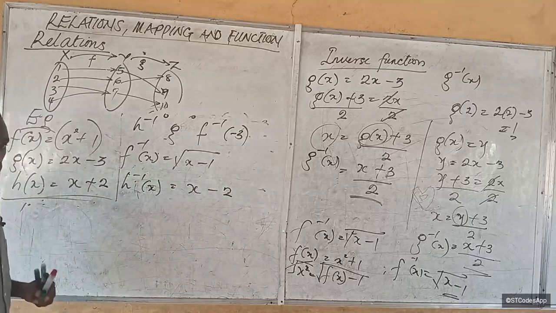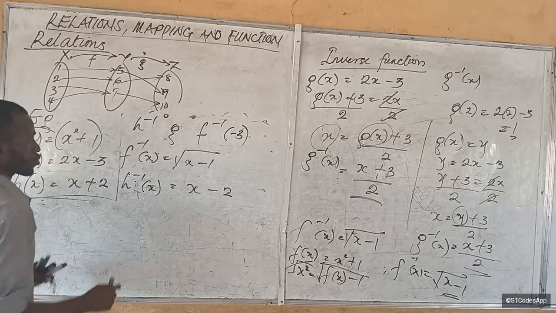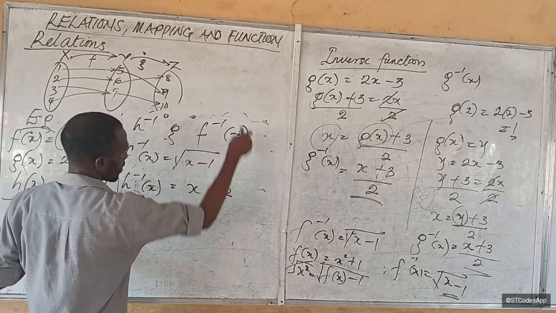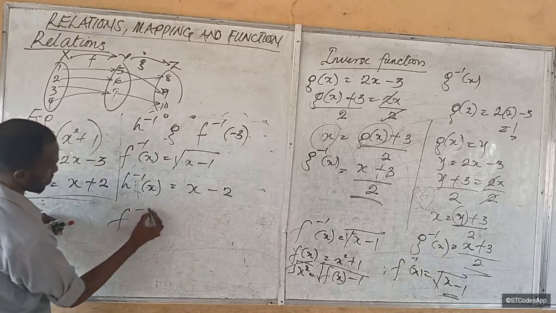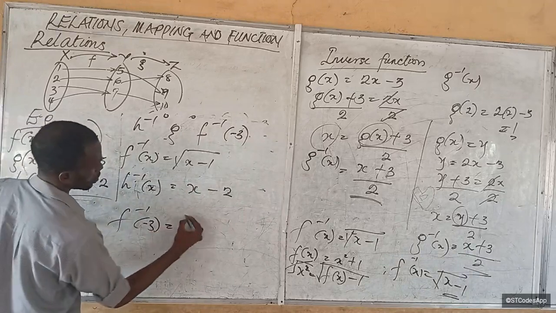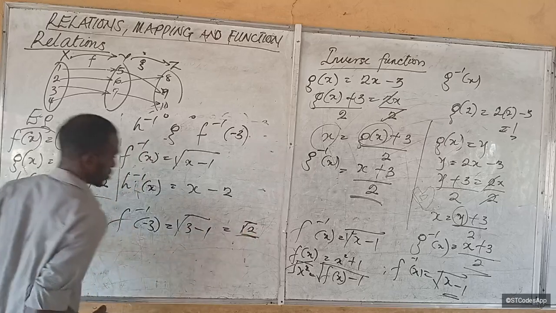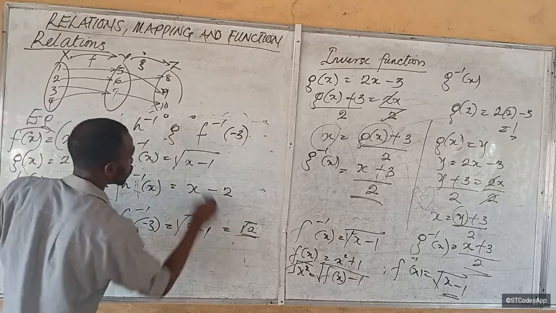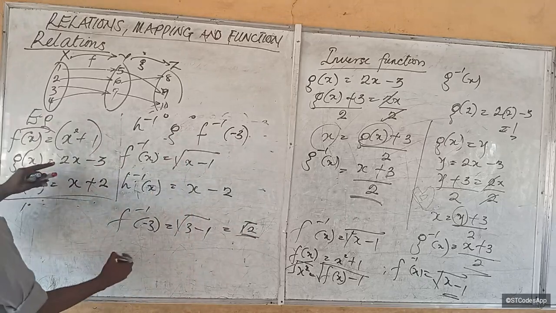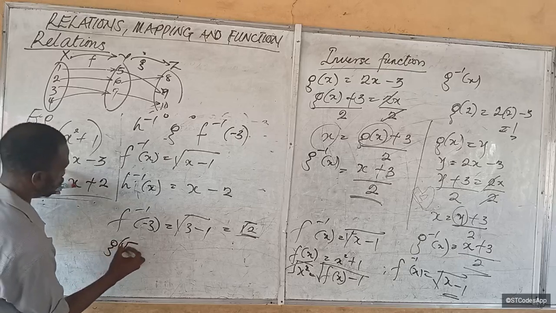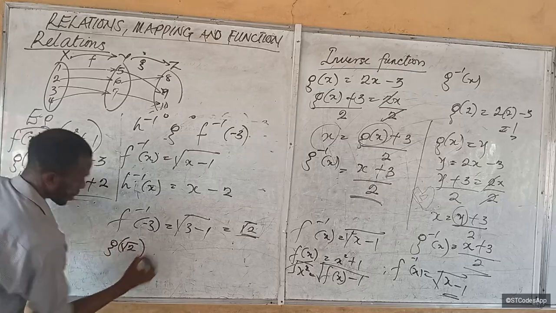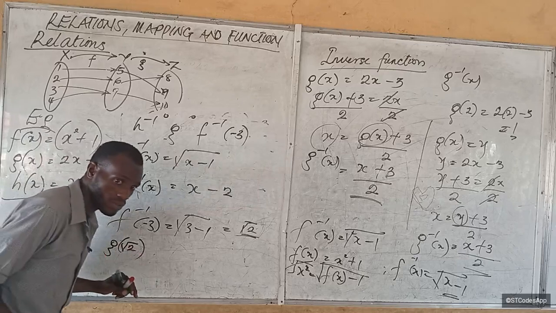minus 2. Is that clear? Yes, that's correct. So let's create F inverse of minus 3 will now give us what? That will be F inverse of minus 3 will be equal to square root of 3 minus 1. That is root 2. Does that make sense? So we now plug root 2 into G. That becomes G of root 2. Does that make sense? Did I lose anyone?